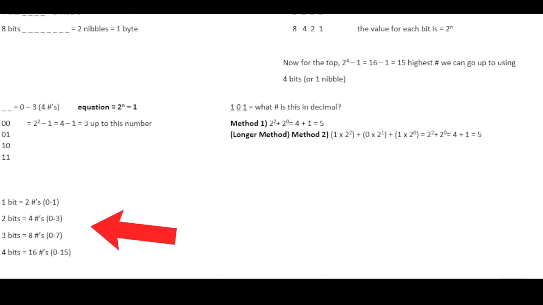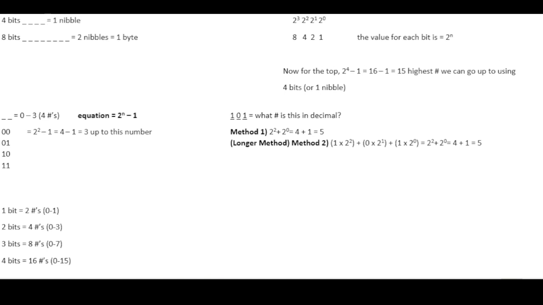Using 1 bit, we could only go from 0 to 1. We only have 2 numbers. 2 bits, on the other hand, consist of 0 to 3. As you can see in the top example, we have 4 numbers, 0 to 3. 3 bits consist of numbers 0 to 7, a total of 8 numbers. 4 bits consist of 16 numbers for a total of 0 to 15.